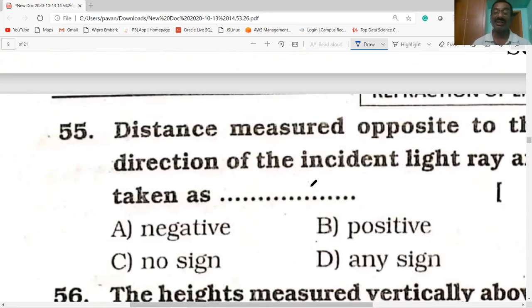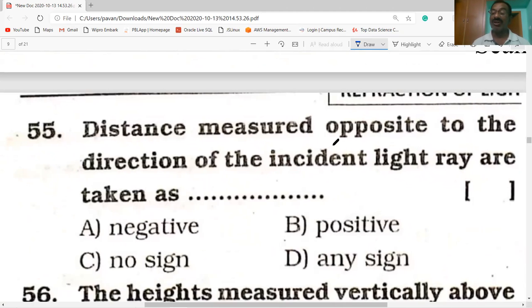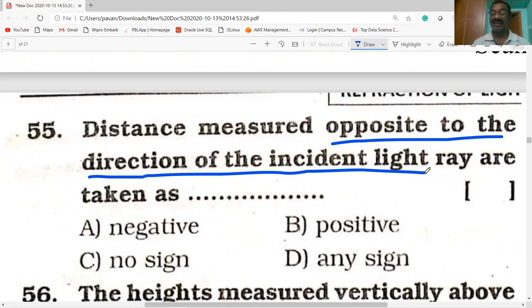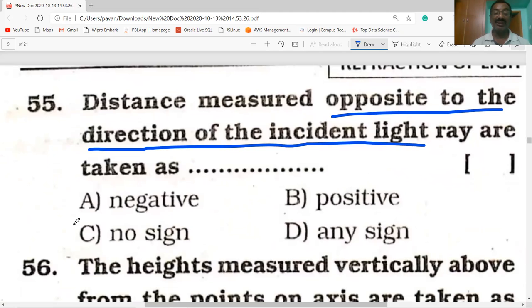Next question on the screen, distances measured opposite to the direction of the incident ray, tell me. Yeah, very good, negative. That is why in the case of lenses or mirrors, the object distance is always taken as negative. Why? The incident ray and the distance from the pole to the object are opposite to each other.